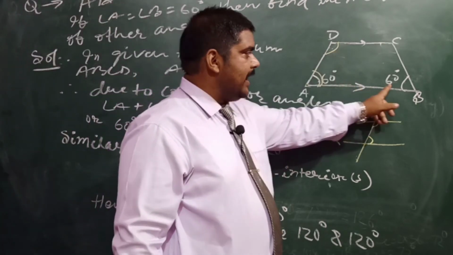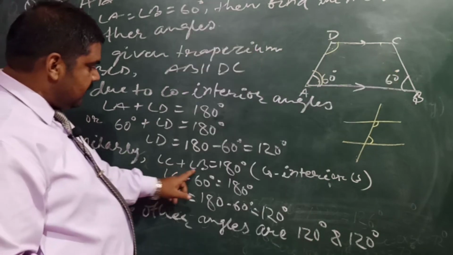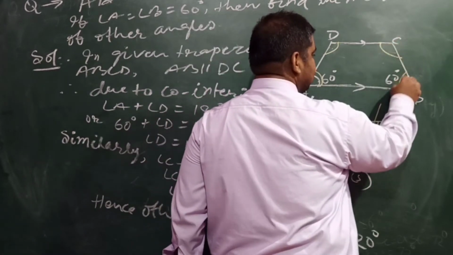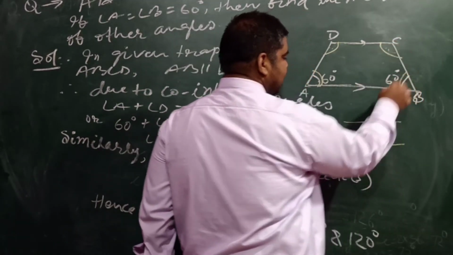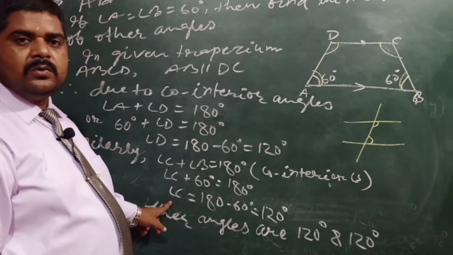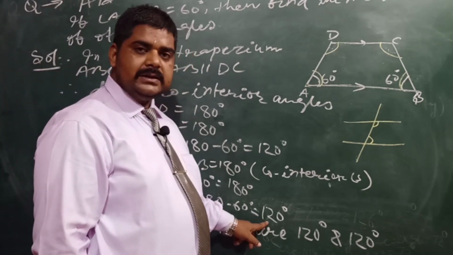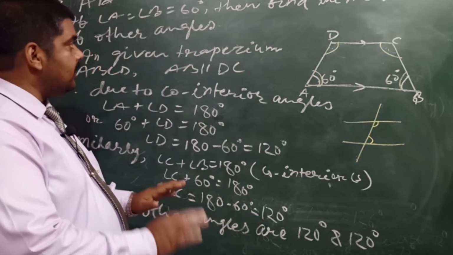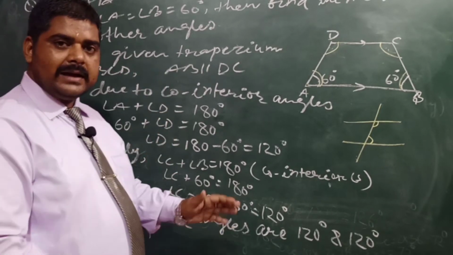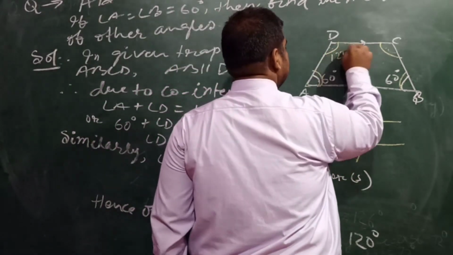You know that these two angles are equal, and this is why these two angles must be equal. Angle C plus angle B is equal to 180 degrees because they are also co-interior angles. So the sum of these two angles must be equal to 180 degrees, and when you solve, you get angle C equal to 120 degrees. So the final result is that the other angles are both equal, and both angles are equal to 120 degrees.